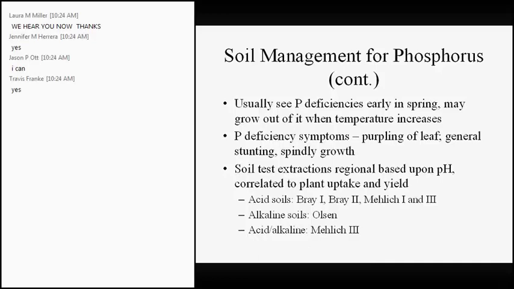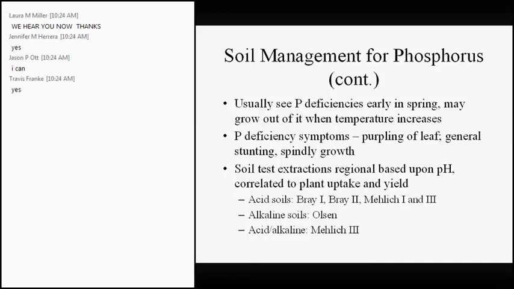Now, soil test extractions. These need to be based on tests that have been done on soils from your region, from your environment, and again, correlated to plant uptake and yield. There are several different methods used across the United States, and these are the typical ones that we see across most of the United States. In the acid soils, we see Bray 1, Bray 2, Mehlich 1, and Mehlich 3. This is used in soil testing laboratories for universities and for commercial laboratories, by the way.